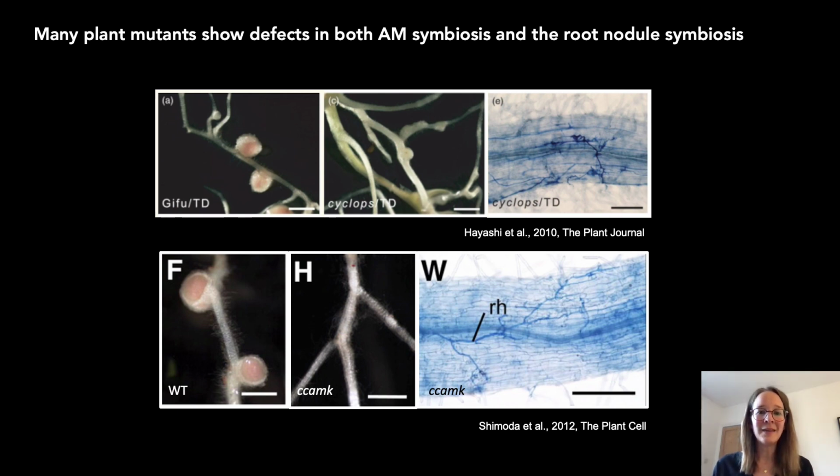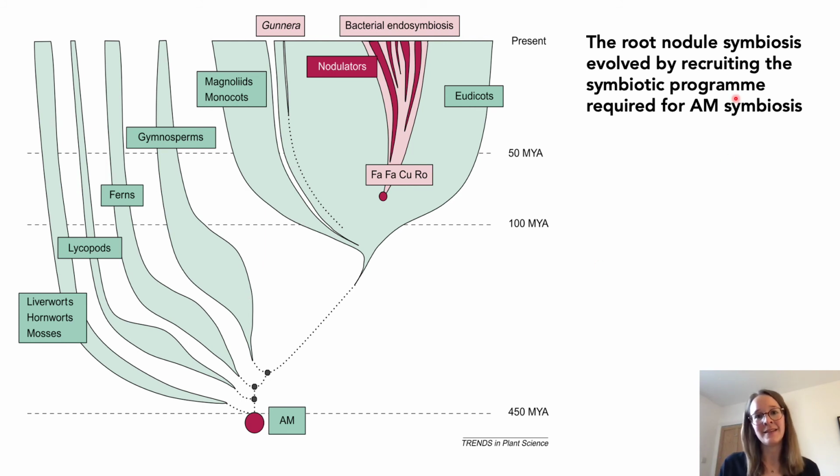And what we now think is happening is that the root nodule symbiosis actually evolved by recruiting the symbiotic program required for AM symbiosis. So before I've mentioned that the vascular mycorrhizal symbiosis evolved very early on during land plant evolution, about 450 million years ago, whereas the rhizobial symbiosis, the root nodule symbiosis, evolved much later than that, so only about 60 million years ago.